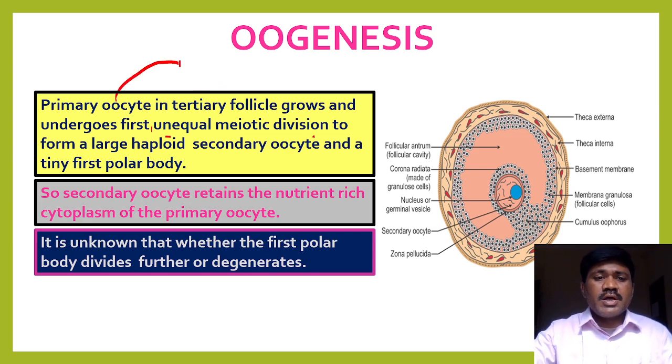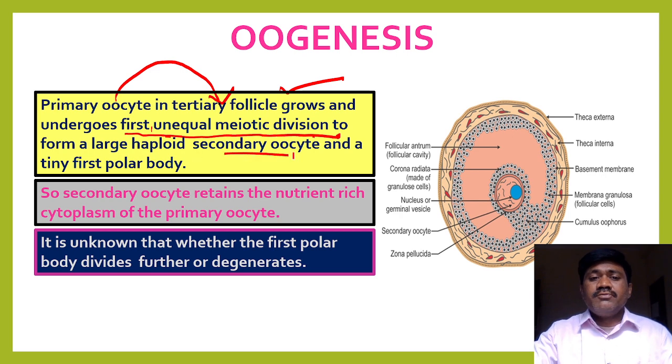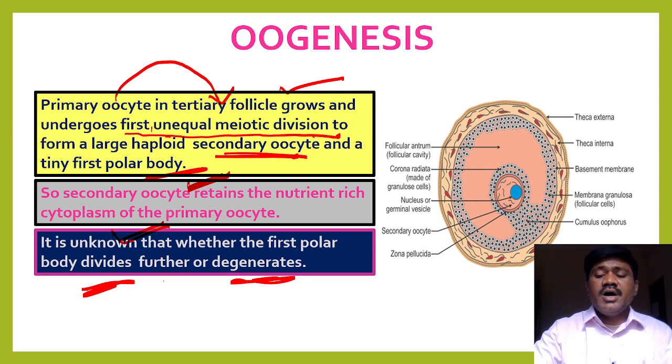Okay, let's try to understand in this slide. The primary oocyte is there in the tertiary follicle, right? This tertiary follicle grows and undergoes unequal meiotic division to form what? Secondary oocyte. In the tertiary follicle the secondary oocyte is formed, as well as one polar body. This secondary oocyte is nothing but, we can call it, the oocyte developing like an ovum. The polar body's function is unknown. The first polar body may divide or degenerate; we don't know which.